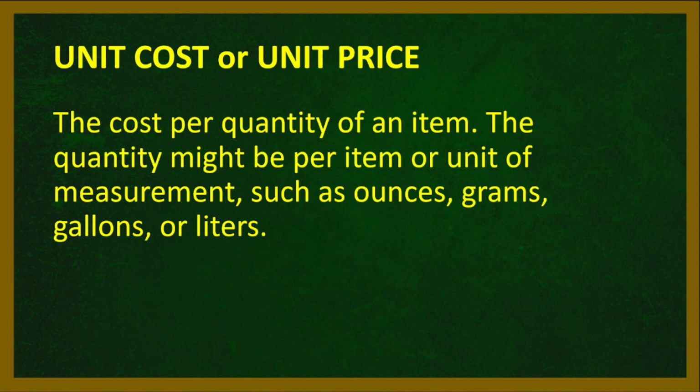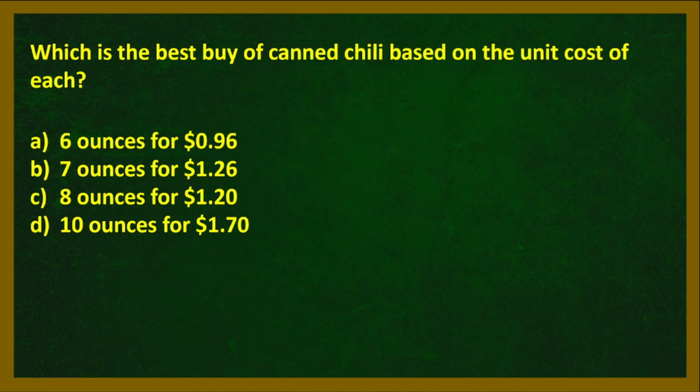Okay, before we work each sample problem, let's go over the definition for each. So for unit cost or unit price, that is the cost per quantity of an item. Now the quantity might be per item or unit of measurement, such as ounces, grams, or gallons. Our example here states, which is the best buy of canned chili based on the unit cost of each?